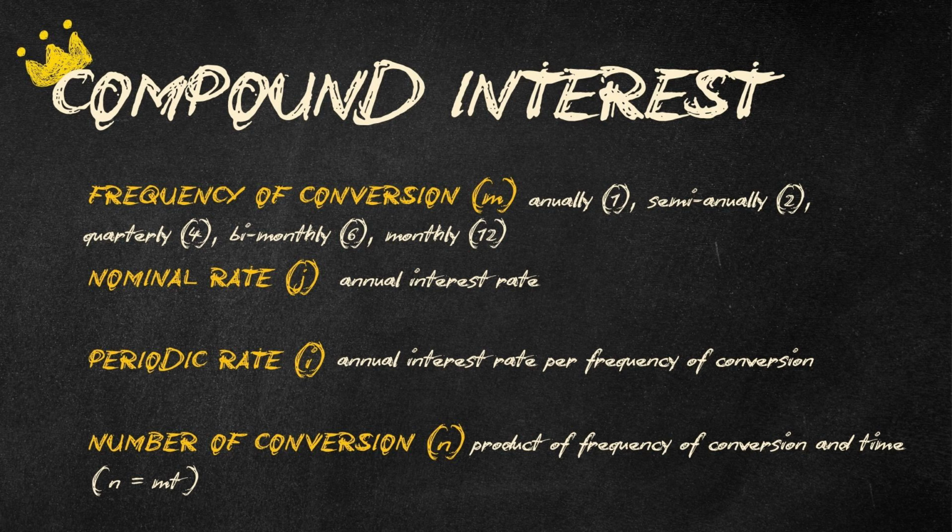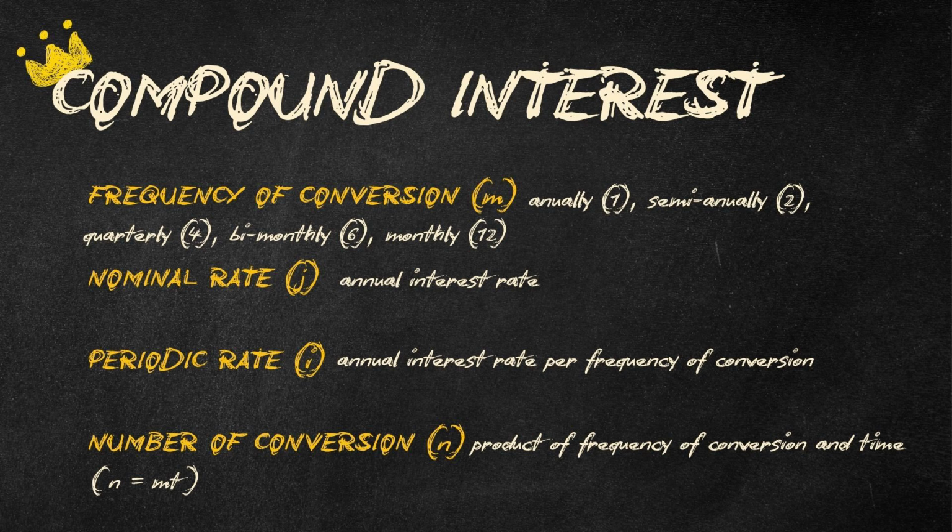When we talk about frequency of conversion, it is the number of times the interest will be added to the present value. It may be annually or 1, semi-annually or 2, quarterly or 4, bi-monthly or 6, and monthly or 12. Now, in terms of rate, we have nominal or periodic rate. We will use it depending on the given problem. Nominal rate is the annual interest rate, while periodic rate is the annual interest rate per frequency of conversion.